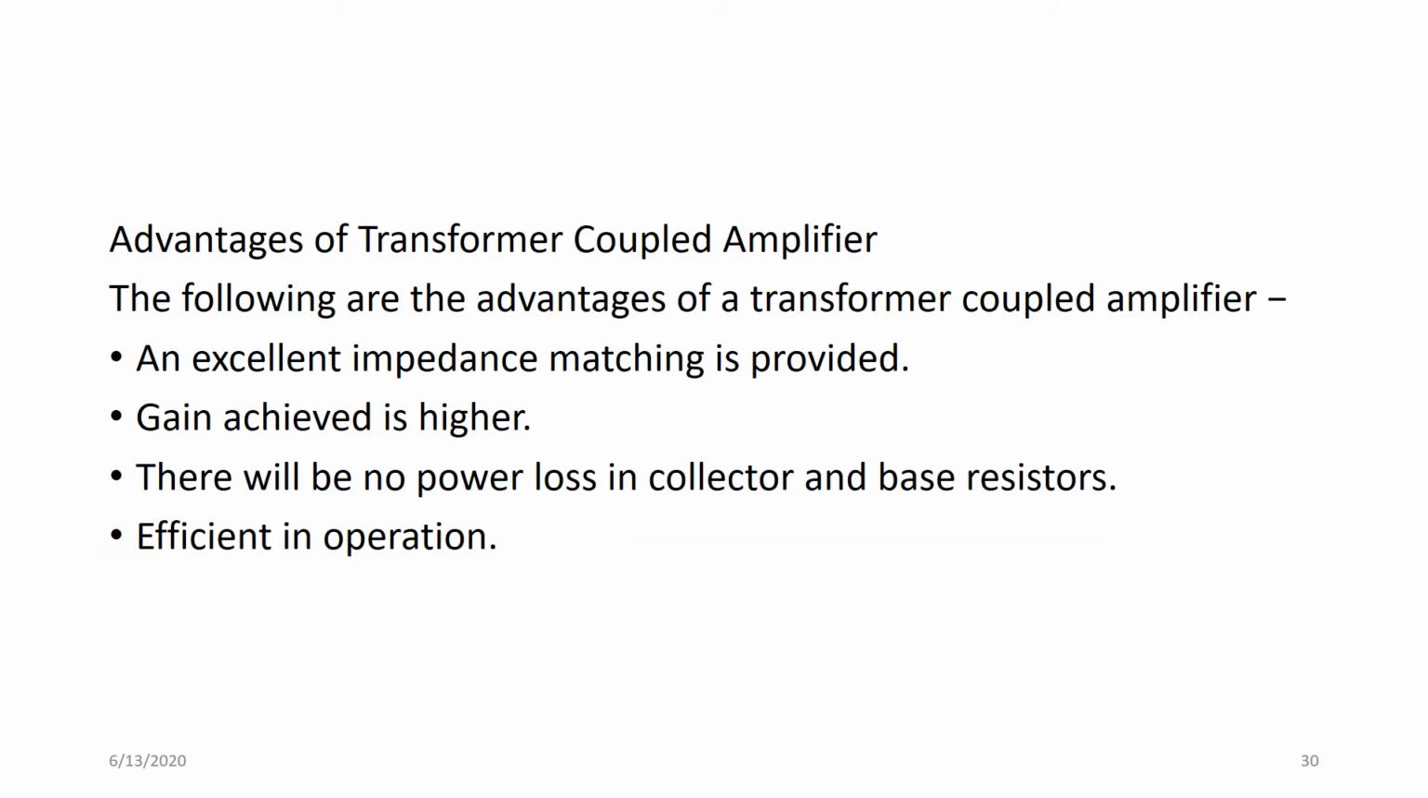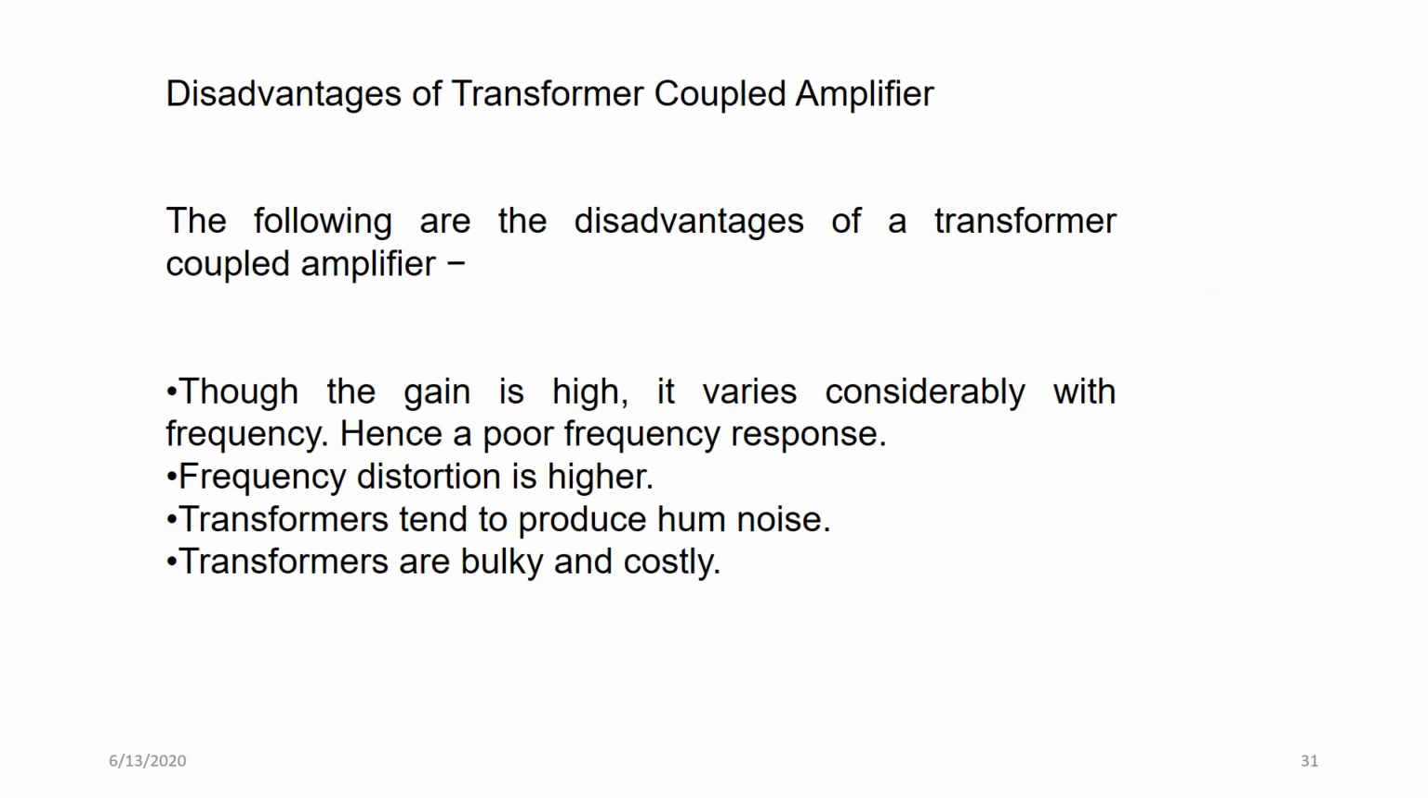So what are the advantages of a transformer coupled amplifier? They provide excellent impedance matching. Gain achieved is higher and there is no power loss in collector and base resistors. Efficient in operation. And drawbacks of the transformer.